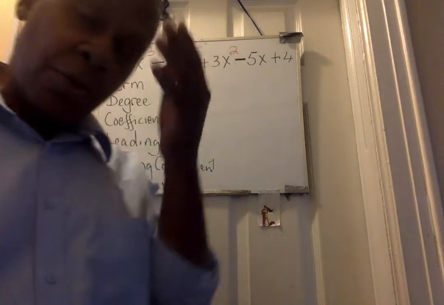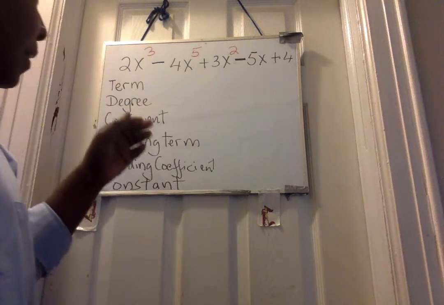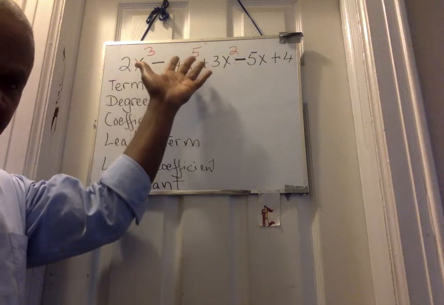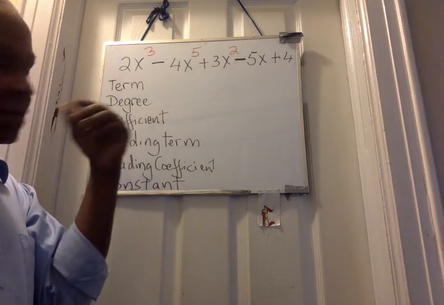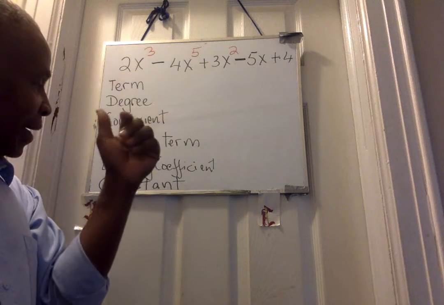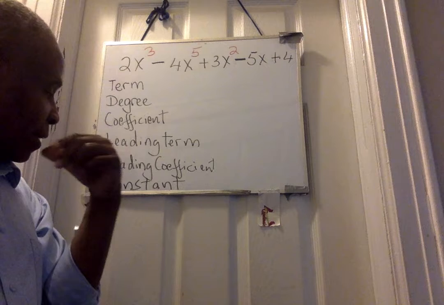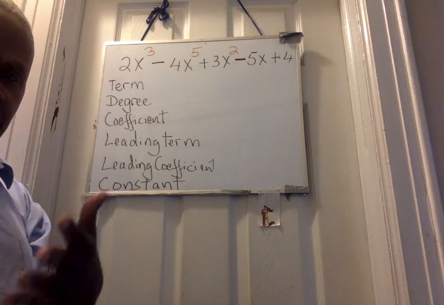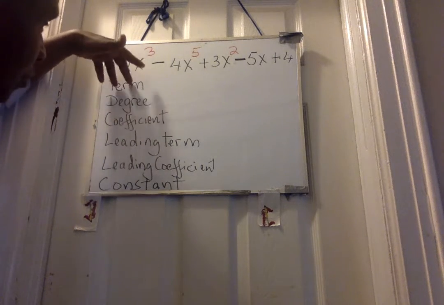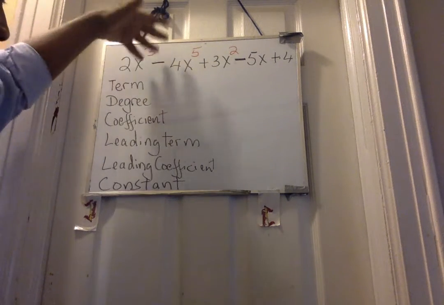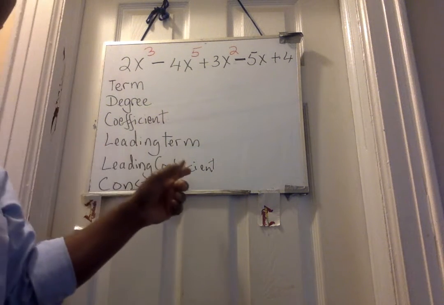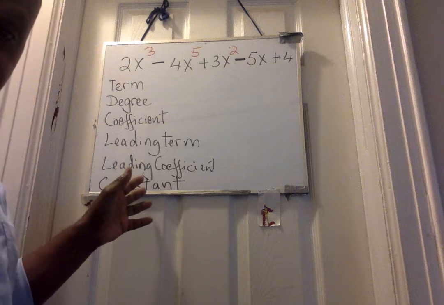We are learning about terms, the degree of a polynomial, the coefficients of a polynomial, the leading term, the leading coefficient, and the constant. We may have some other words later, but for now, we want to know about the terms of a polynomial, the degree, the coefficients, the leading term, the leading coefficient, the constant.